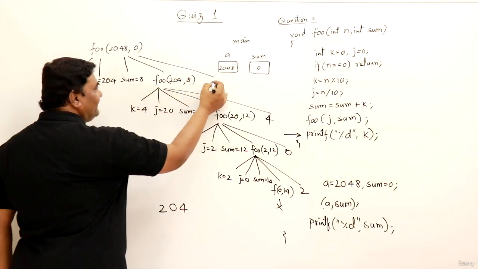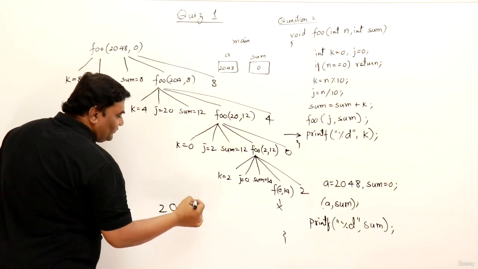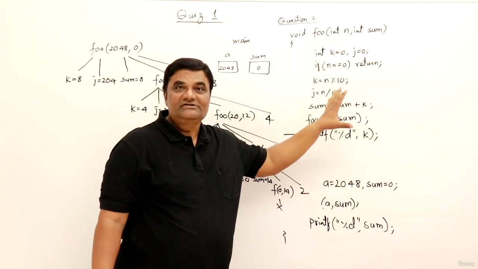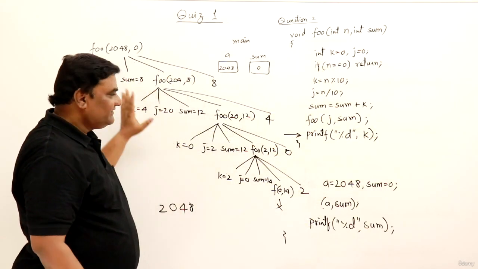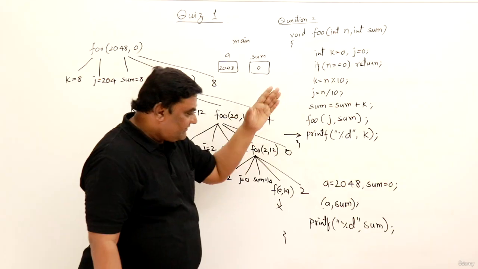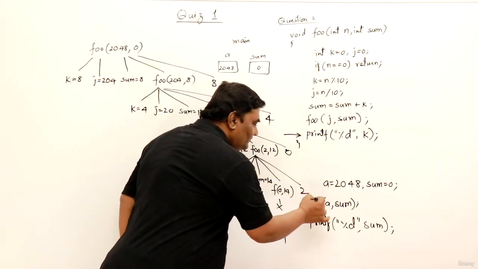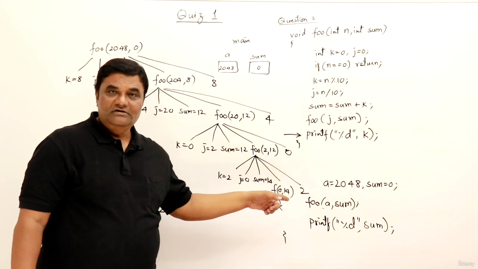What is k? 8. 8. 2048. And this function ends. Function ends. So this tracing is over. It returns back to the main function. This is the main function. From here it was called foo. From here it was called.